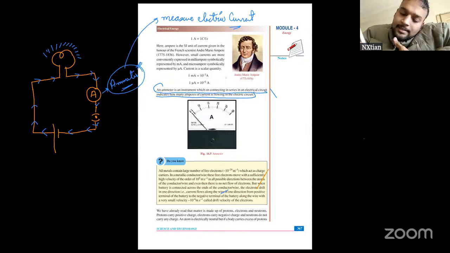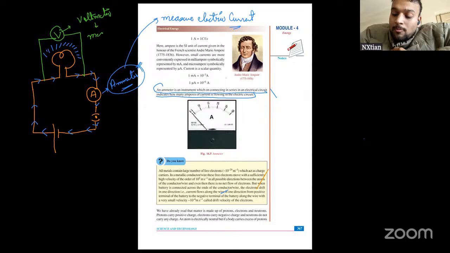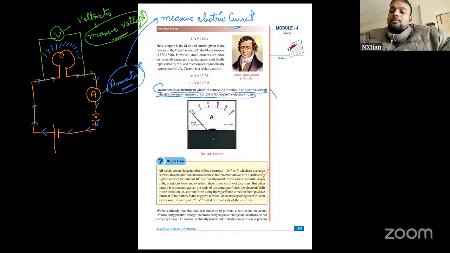Now there is another device which we apply like this. This is called a voltmeter. From the name itself, we can understand that a voltmeter is used to measure voltage. It is used to measure what? Voltage. Like how much voltage is there.